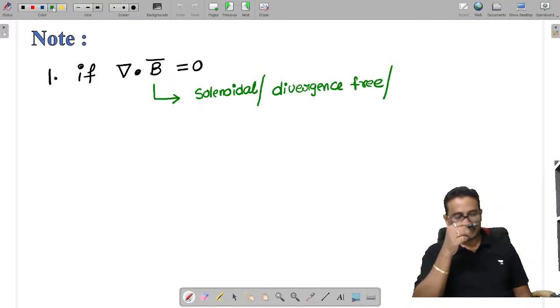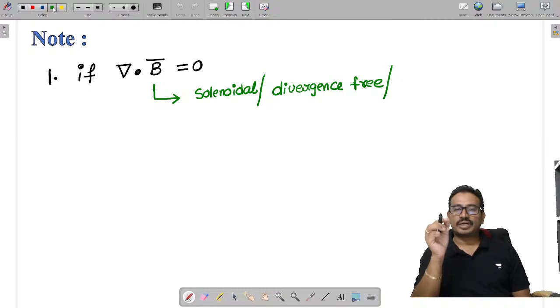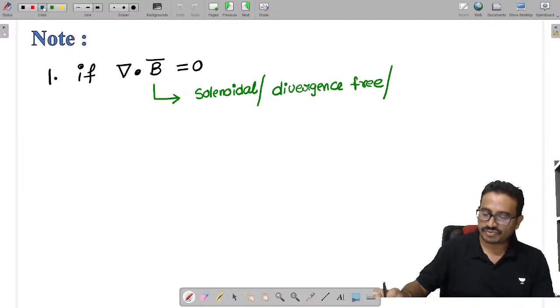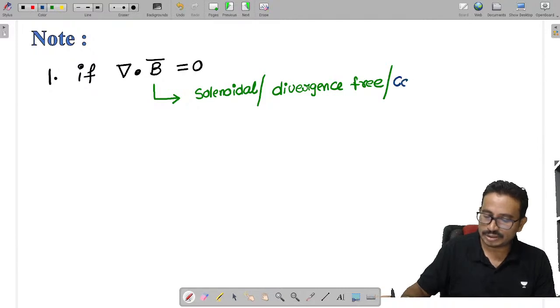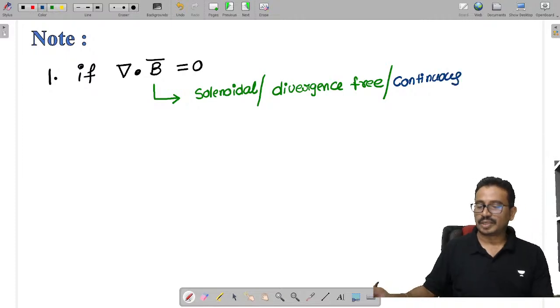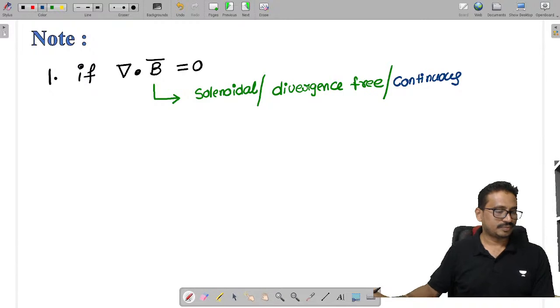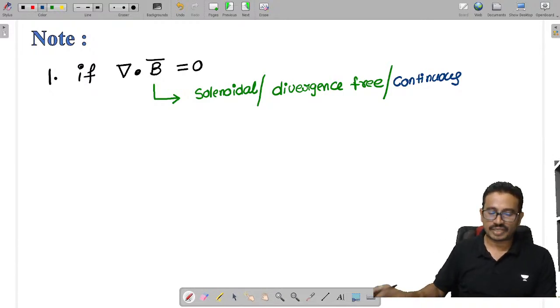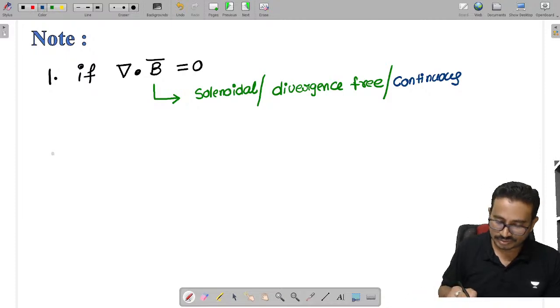Now, if the divergence of a vector is 0, then that vector is called what? Solenoidal vector, divergence free vector, also called a continuous vector.